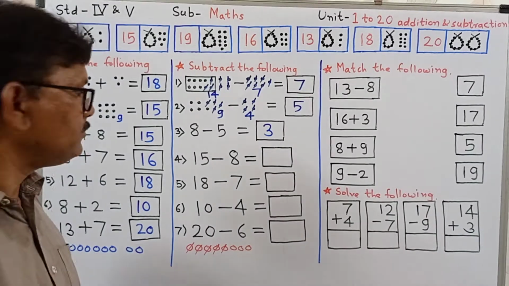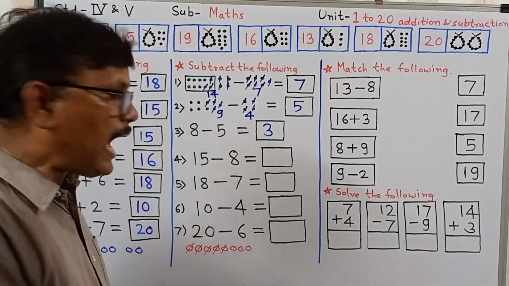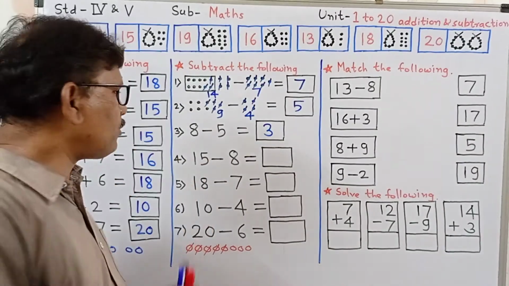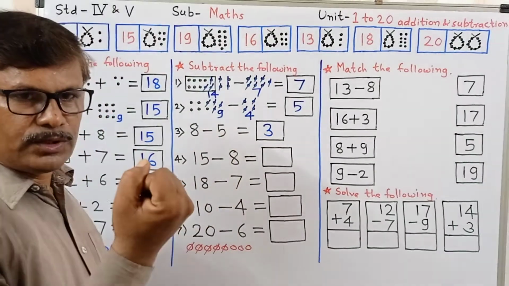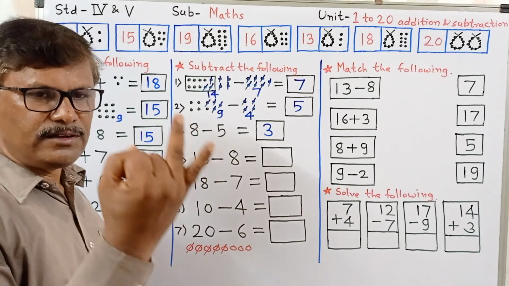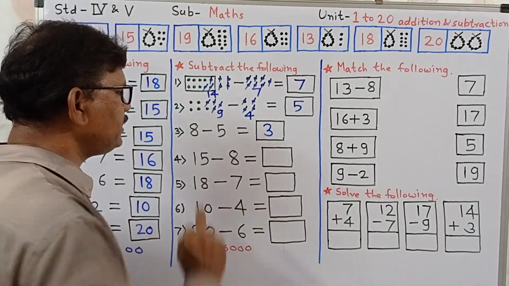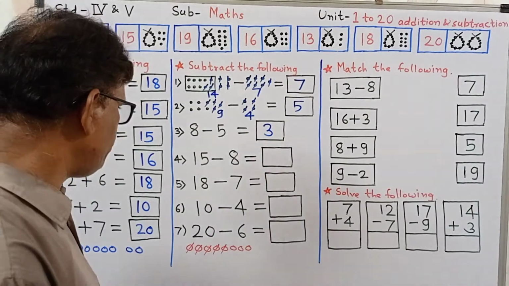Third method, to count after 5 to 8. Count after 5 to 8: 6, 7, 8. How many fingers? 3 fingers. So the answer is 3. 8 minus 5 is equal to 3.